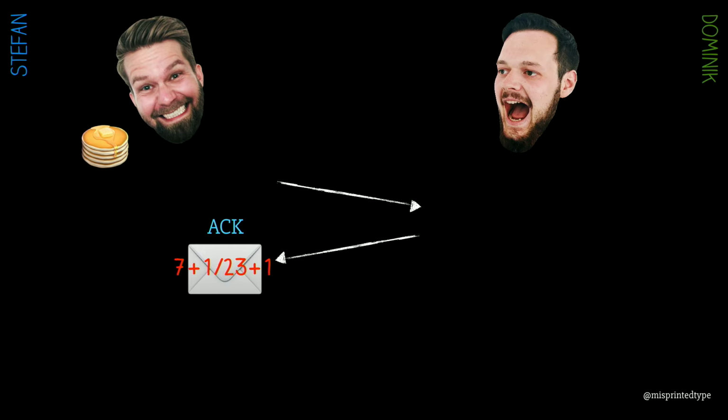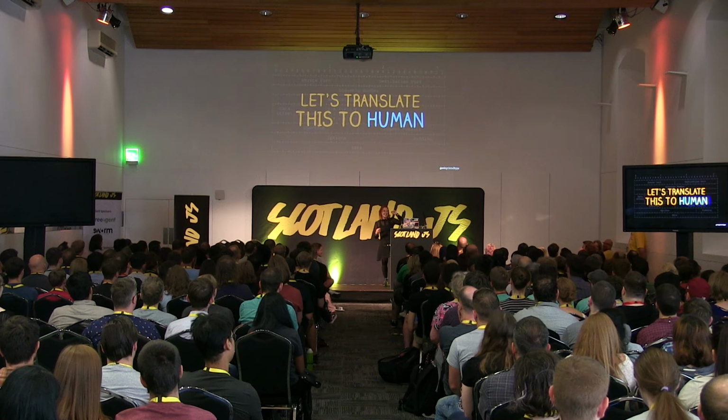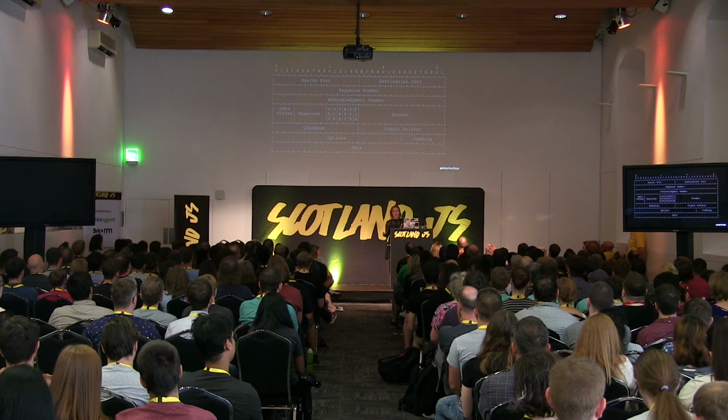Those little notes are not just love letters. I mean, they are, totally, but they're also called the TCP headers. They contain all the information a TCP package needs, and this is how they look in real life. Who likes that? Good job. Let's translate to human. Okay, sorry. So let's take a look.